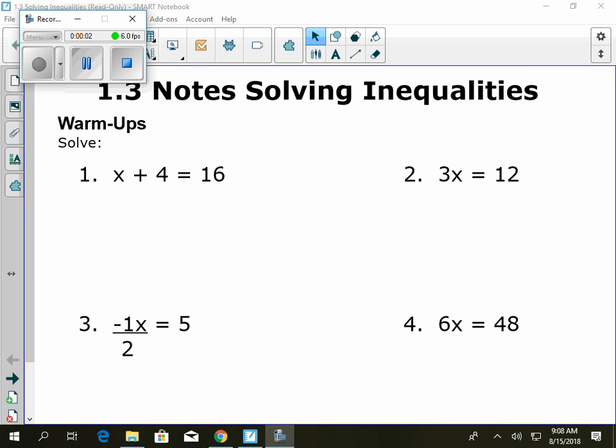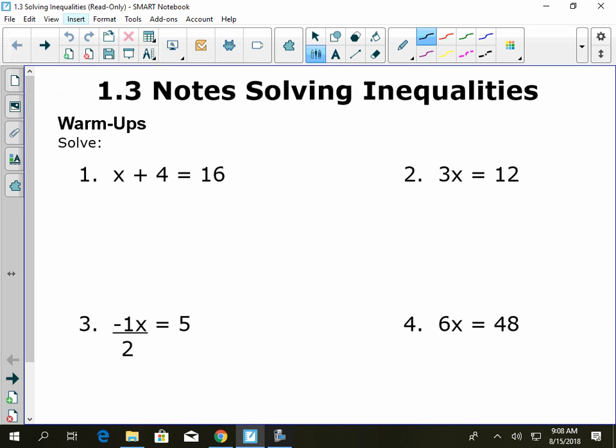Okay, lesson 1.3. Here we go. Quick review on solving equations.